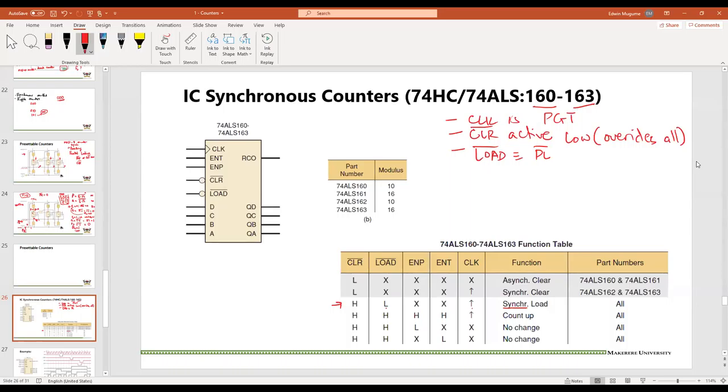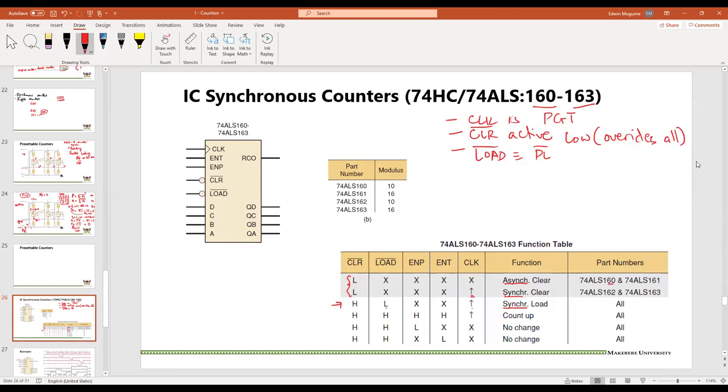If you want to clear, first of all, the clear needs to be low. And as long as the clear is low, the other states don't matter. So we give them don't care states. The load could be 0 or 1, ENP could be 1 or 0. It doesn't matter. You don't even need the clock in the case of asynchronous clear. The moment clear goes low, you clear. But in the case of synchronous, your clear is low, but you will wait for a positive going transition of the clock.